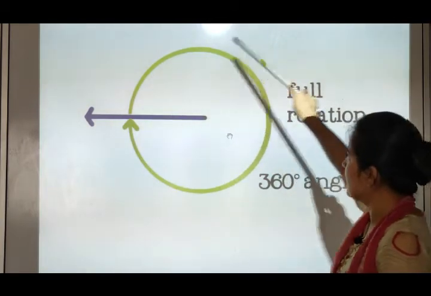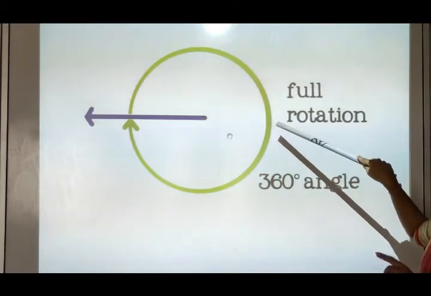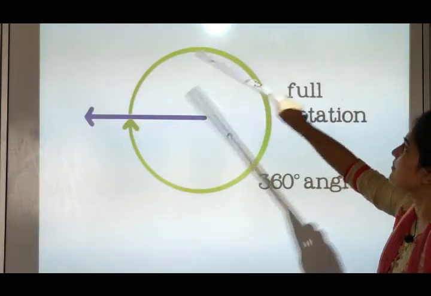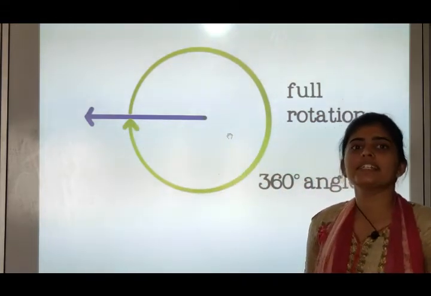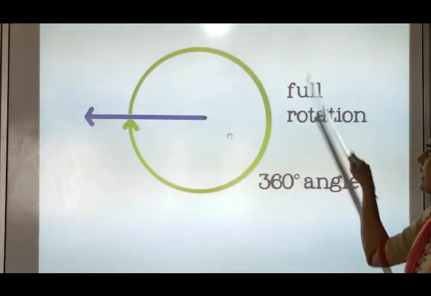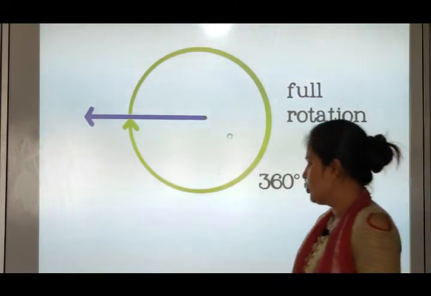Whenever it is like this, if it will be over here, then it will be a straight angle, means 180 degrees. Again that same space we are covering at the down also, means 180 plus 180 is 360. So this angle is called a 360 degree angle, means it has a full rotation.